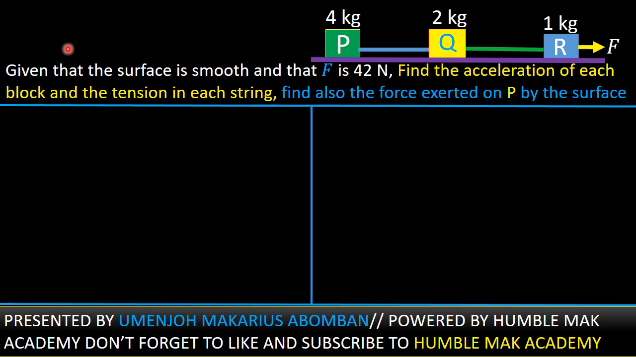Awesome. All right, now friends, the question is saying that given that the surface is smooth and that F has a magnitude of 42 newtons, we should find the acceleration of each block and the tension in each string. And the next part wants us to find also the force exerted on P by the surface. So please pause this video and give it a try, then unpause it to check the solution.